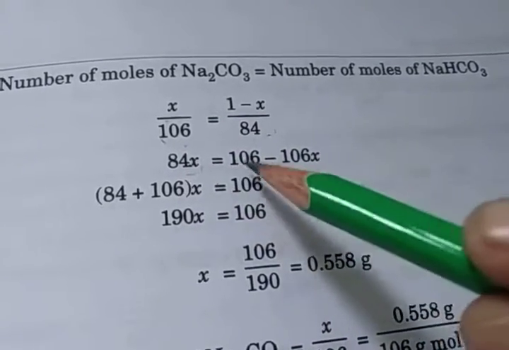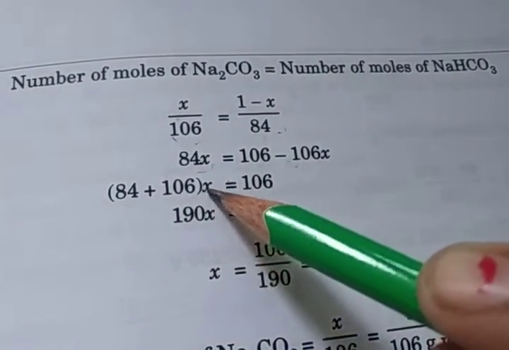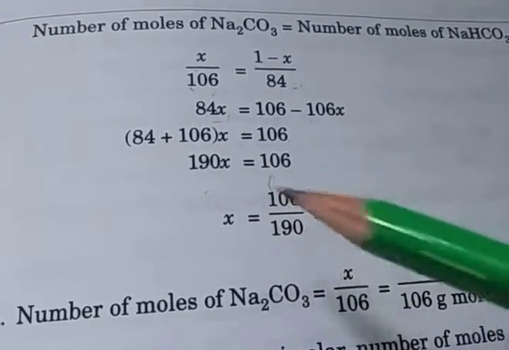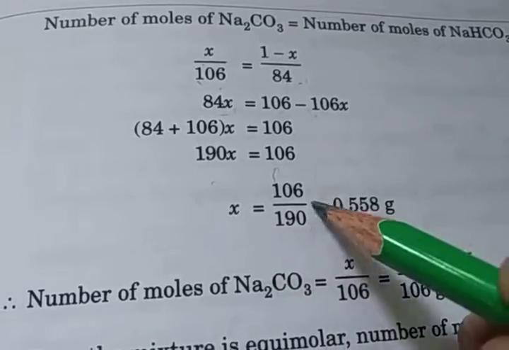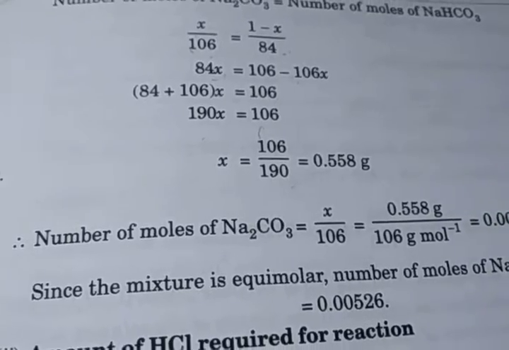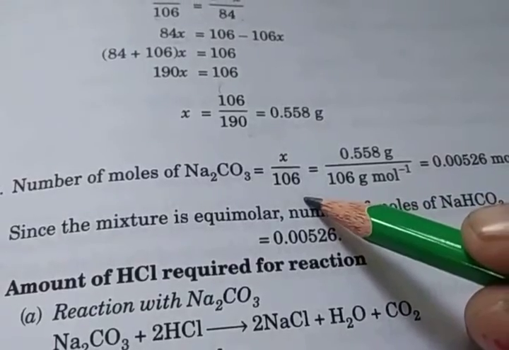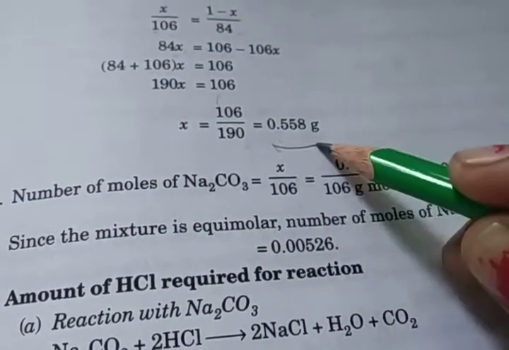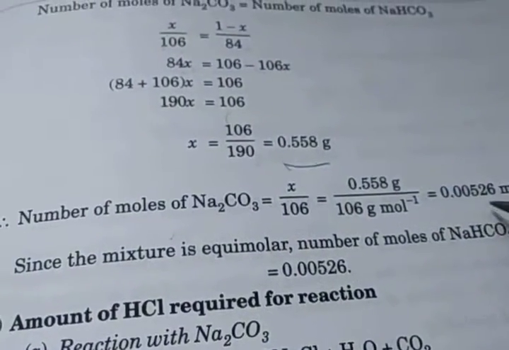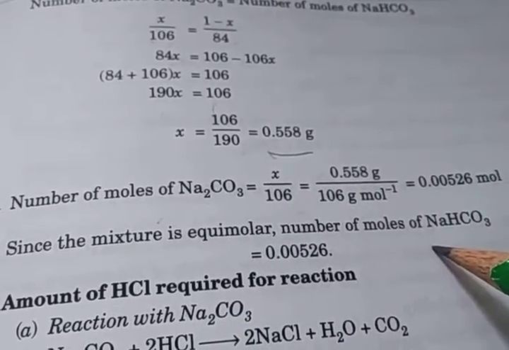Calculate: 84 goes to the left hand side and 106 to the right hand side. So 84x is equal to 106 minus 106x. So 84x plus 106x is equal to 106, 190x is equal to 106. So x is equal to 106 divided by 190, which is 0.558 gram. The number of moles of sodium carbonate is x upon 106, so dividing this value gives 0.00526 mole.